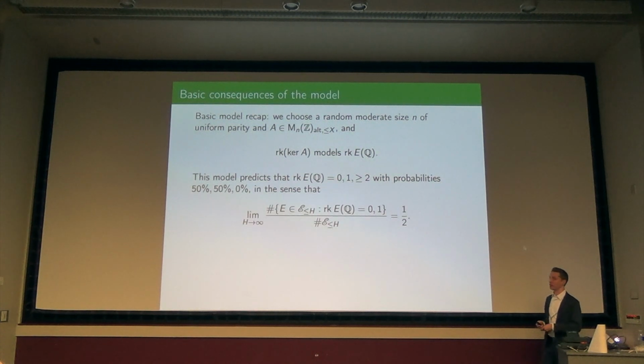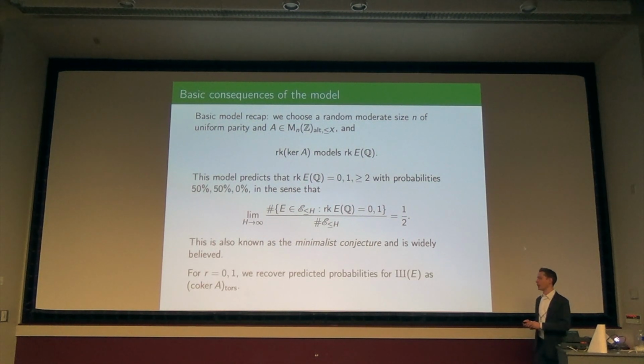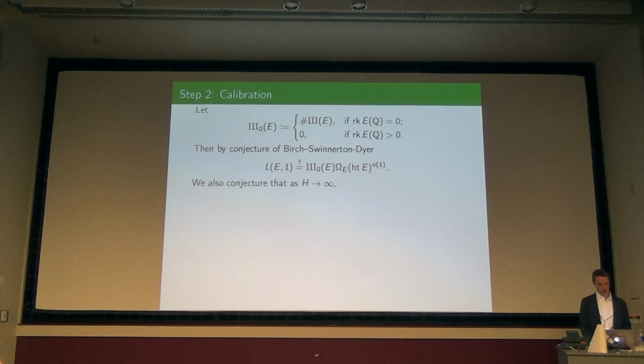So this is the precise sense in which I would be measuring that. I look at elliptic curves up to a given height h, and this is what you would predict for the size of the rank. So this is the minimalist conjecture. It's widely believed, and you also recover predicted probabilities for Sha. And to see more of the prediction of the ranks, there's ingredients here that I won't have time to get into, unfortunately. I think I'm going to zoom to the end just to make sure I have a conclusion slide.